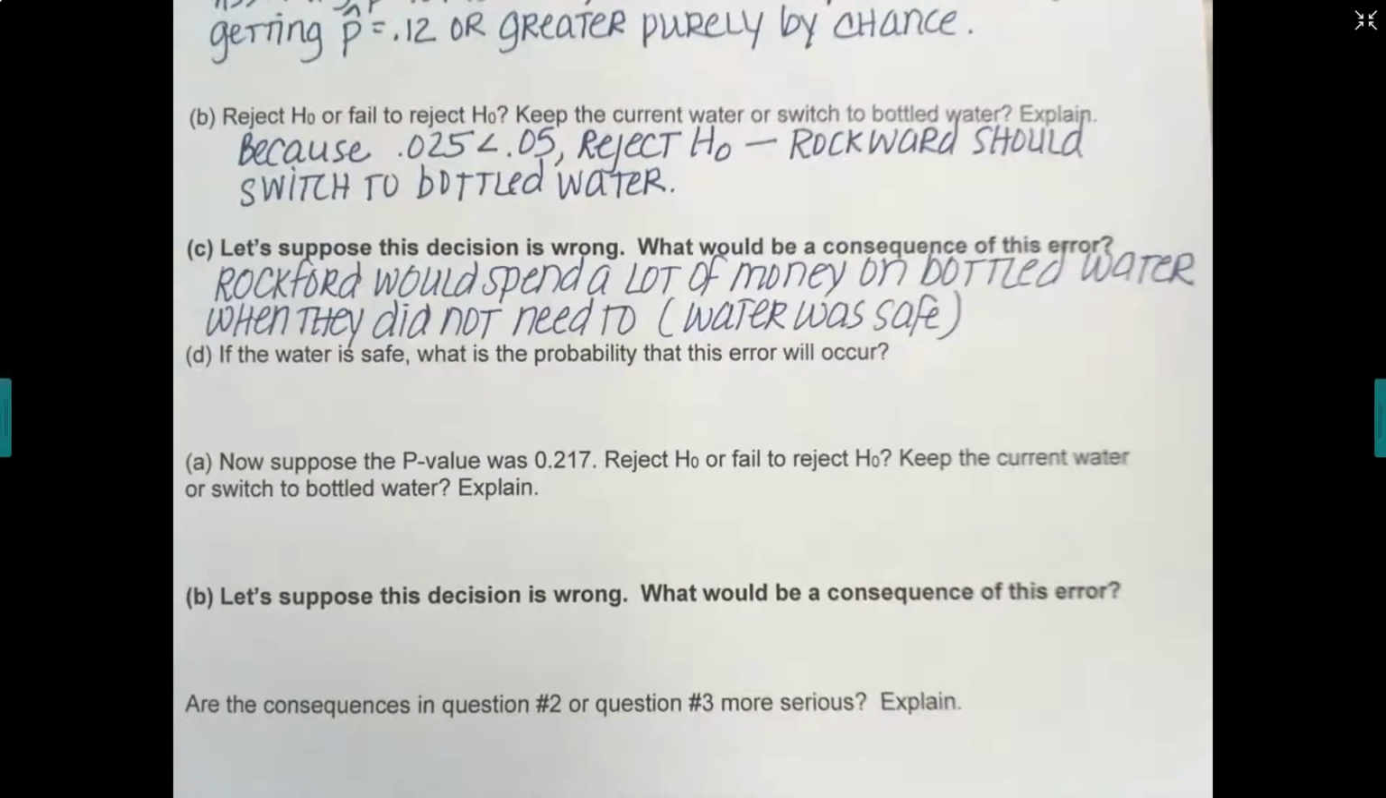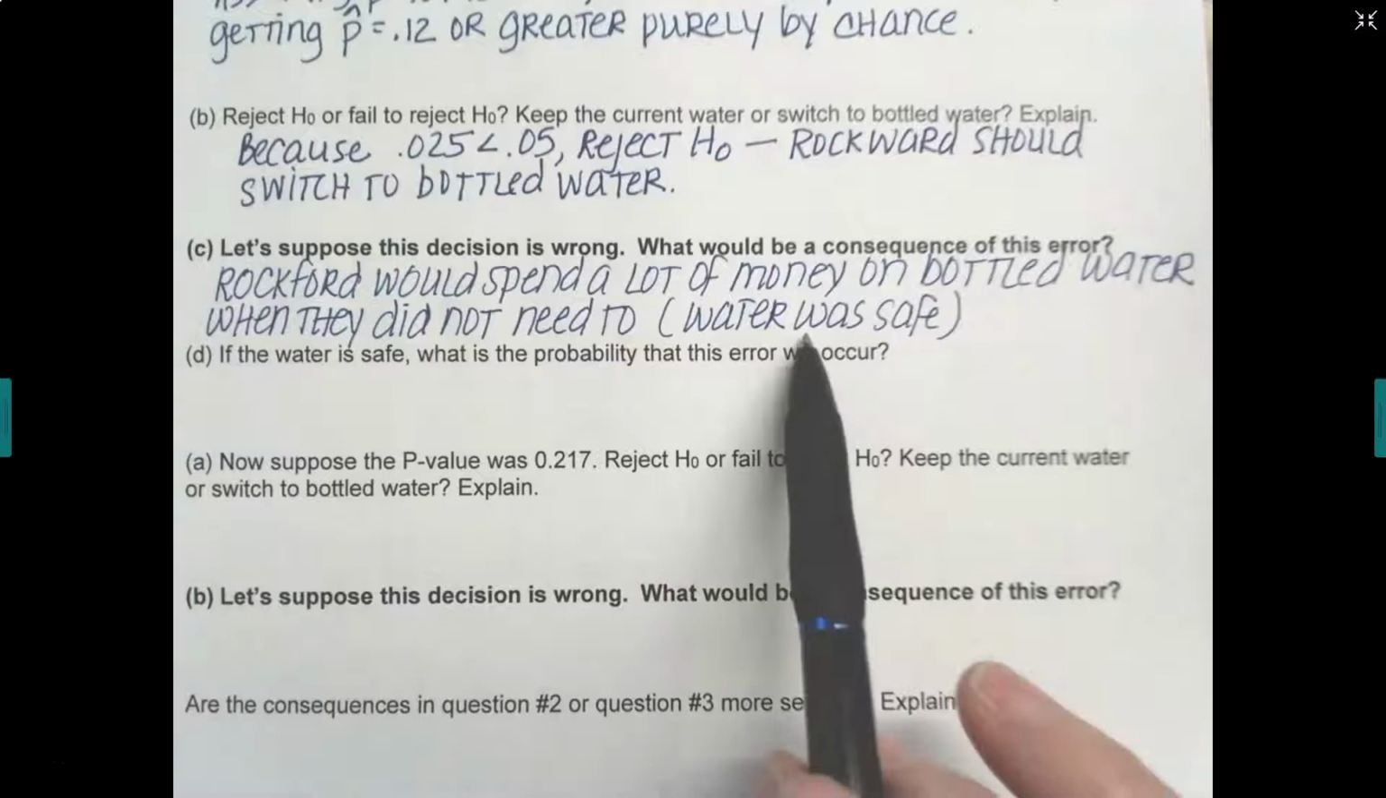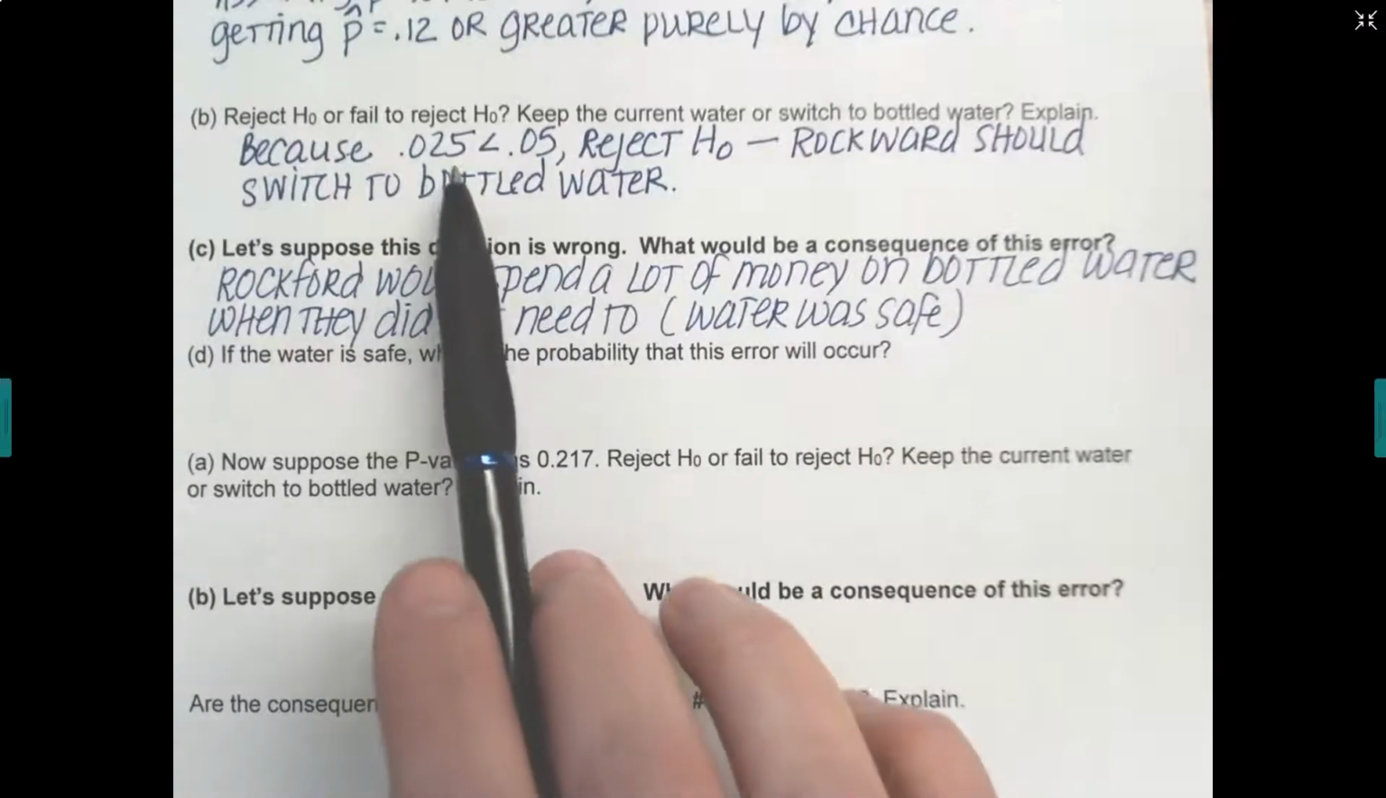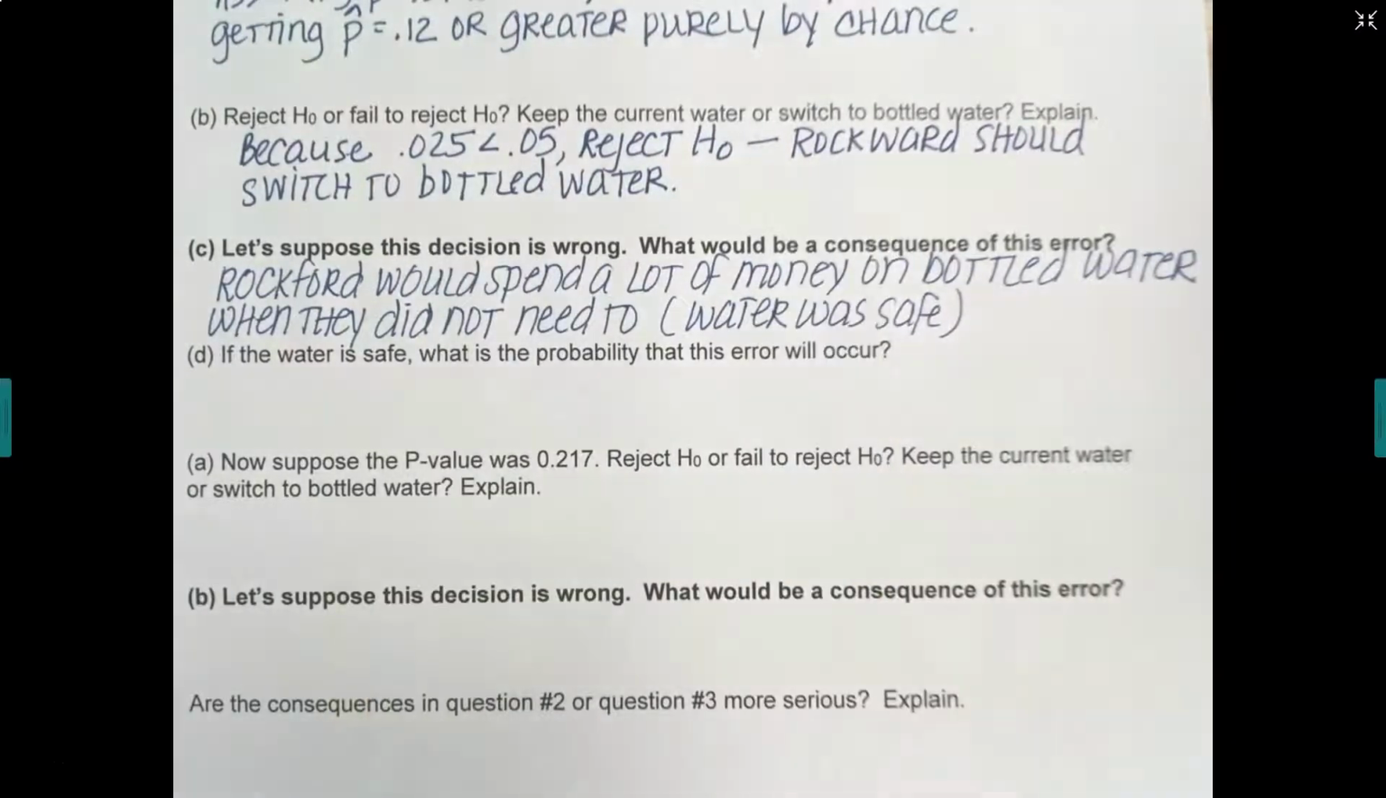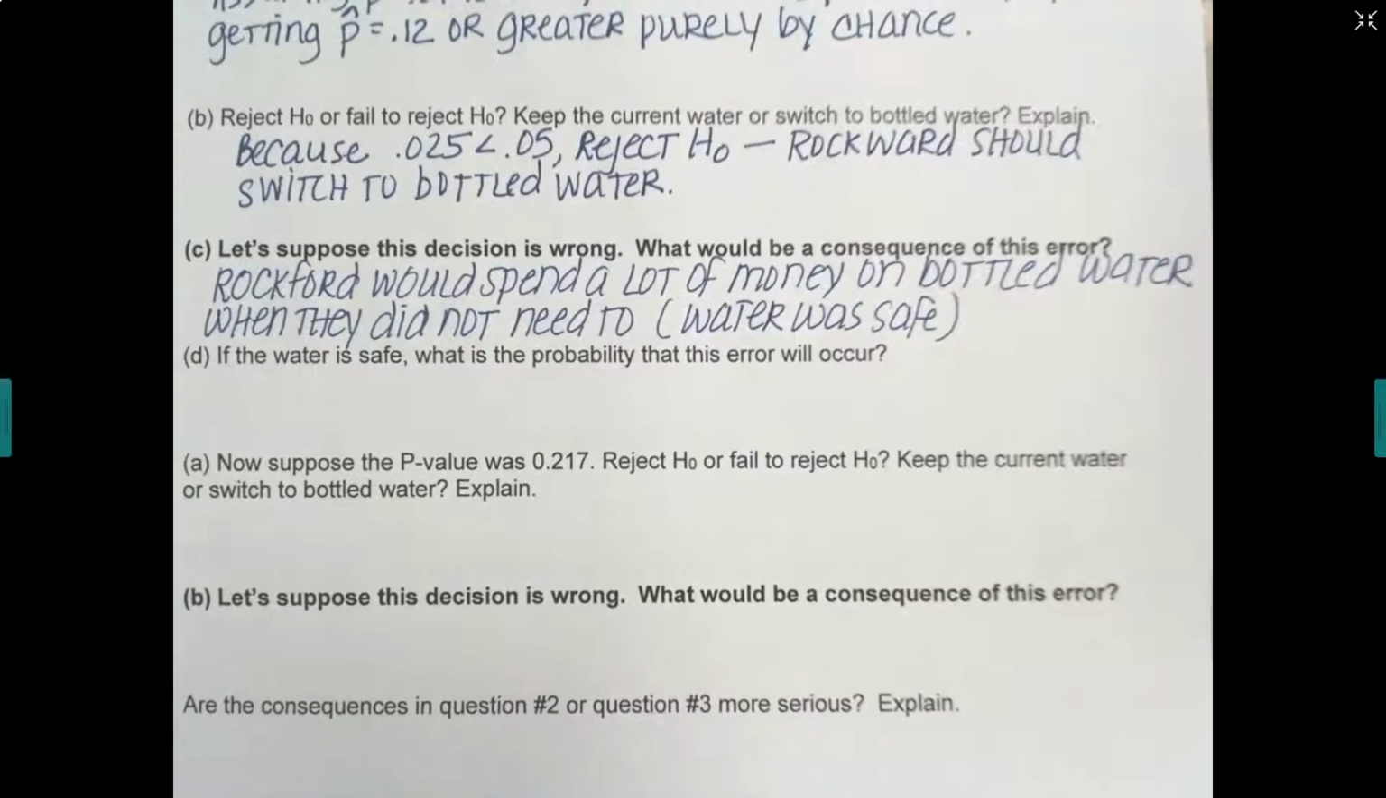Well, if we're wrong, Rockford would have spent money on bottled water when they didn't really need to, because the water was actually safe. Our p-value indicated that we think something's wrong with the water, but we could have been wrong. The water was actually safe, but Rockford bought a bunch of bottled water for their city and they spent money they didn't need to spend.